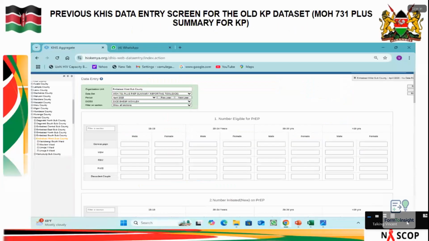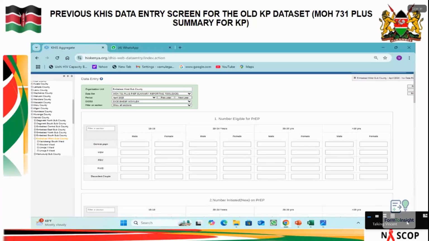So this is just an example of that model in the KHIS data entry mode. You can see like Embakasi sub-county, you could just choose the sub-county and then you select the data set. In this case it was the MH731 PrEP summary tool for the DICE, and then you choose the date, you choose the DICE, like Best Molem DICE, and then you continue with your data entry.